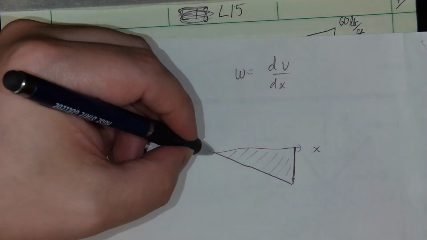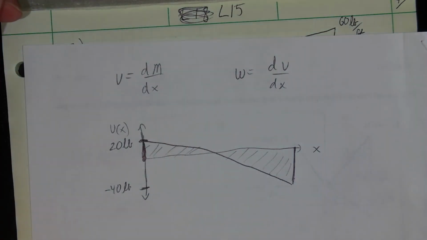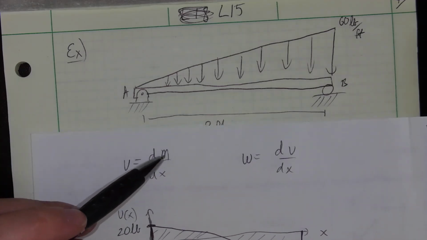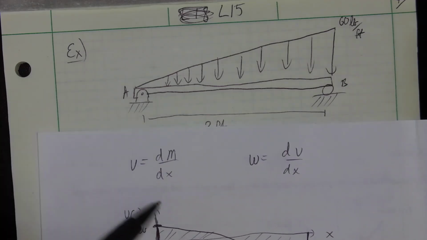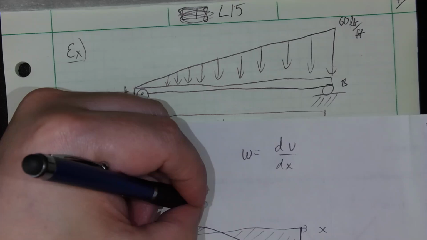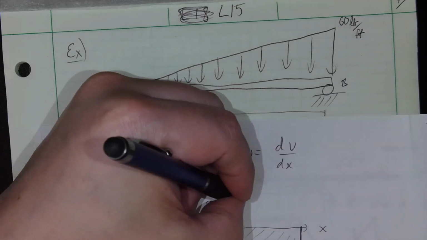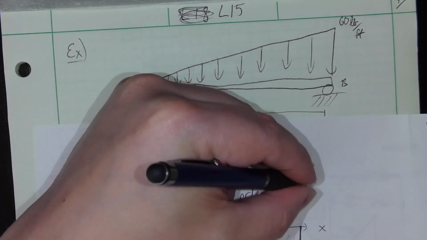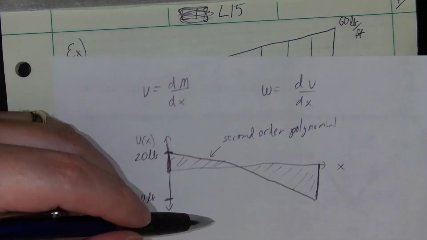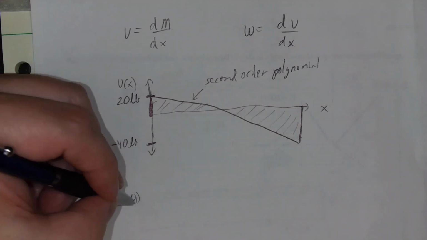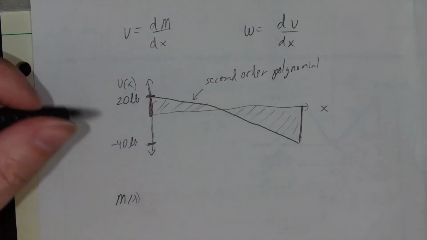There's going to be a point in here where it crosses the 0 axis, and I'm going to need to figure out that value because, remember, the derivative of the moment is going to be the shear. Well, the shear is going to be second order. It's going to be a second order polynomial of some kind because this is a first order polynomial, so this is a second order polynomial. That means the moment is going to be a third order polynomial.